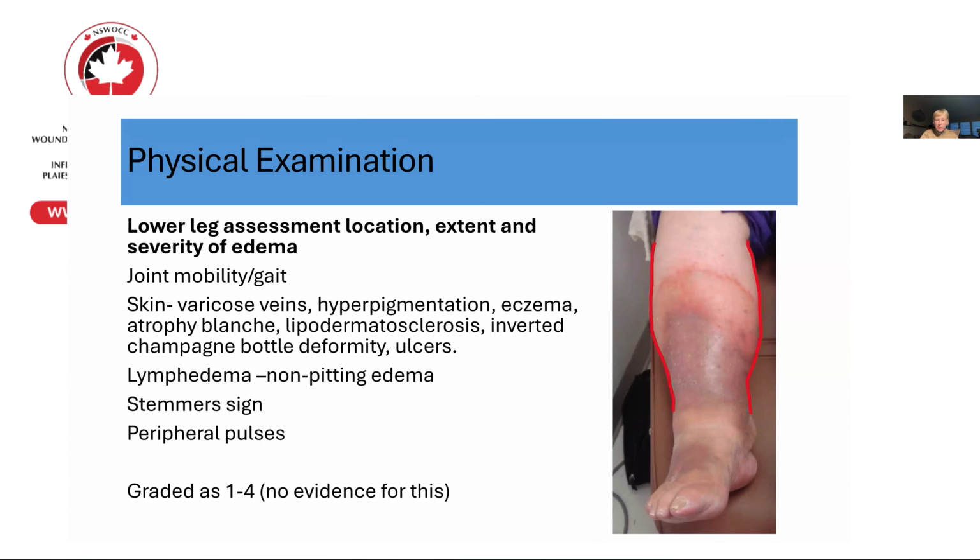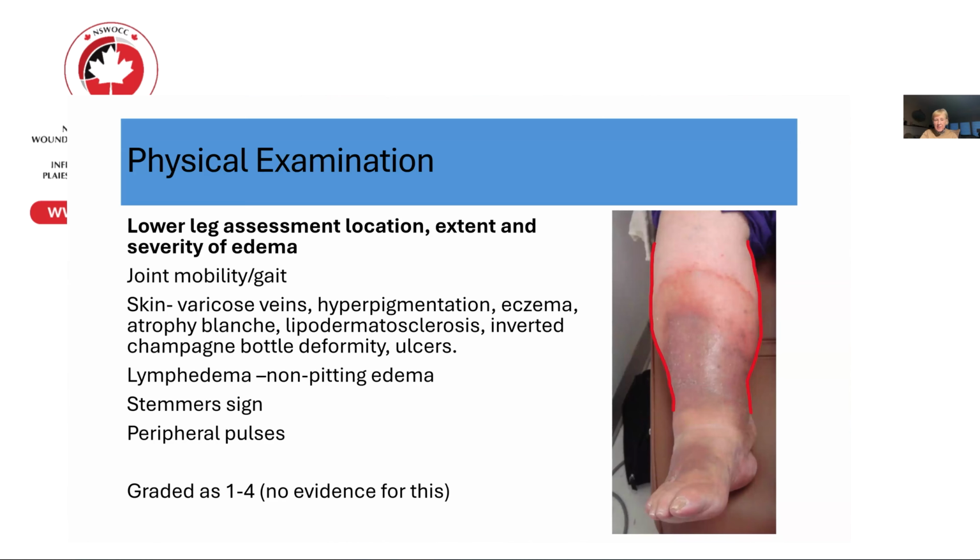Does it fit with a venous problem? Varicose veins, that hyperpigmentation or brown or brawny discoloration of the skin, represents red cell pigment leaking into the skin. The stasis dermatitis or eczema, atrophie blanche, which is more of a white discoloration, woody fibrosis, and eventually you get this inverted champagne bottle deformity, which is kind of the late stage of venous insufficiency and hypertension. Lymphedema tends to be non-pitting, and often you'll notice a Stemmer sign, which I know Dr. Sibbald has a slide coming up very soon.